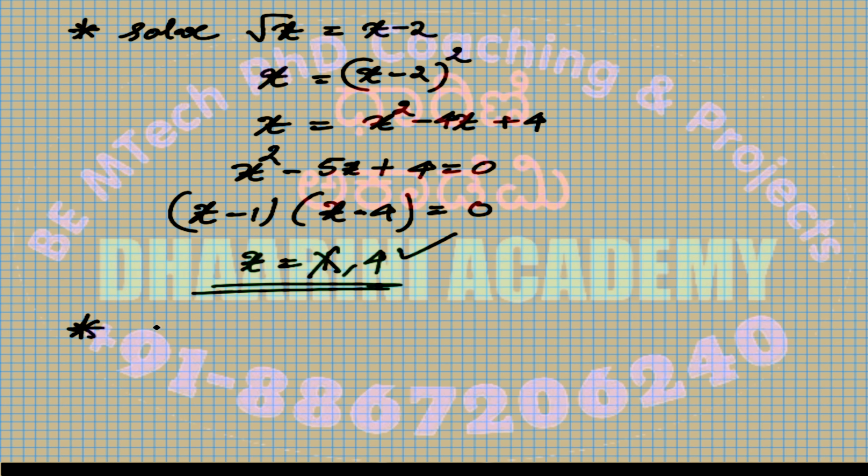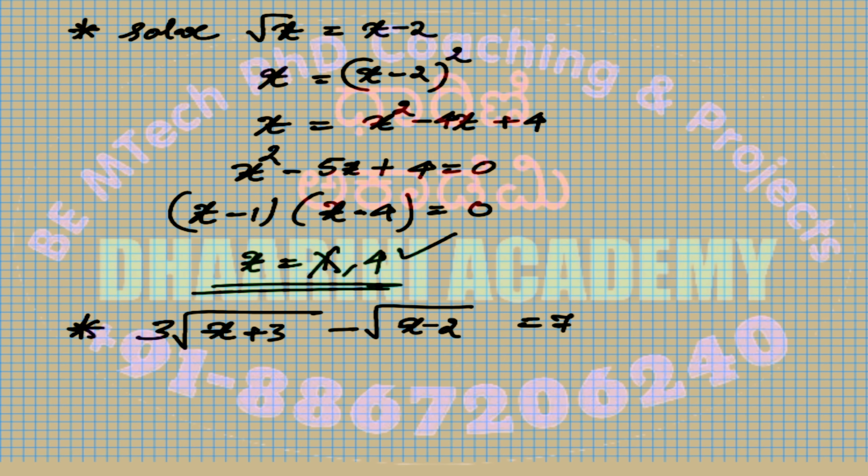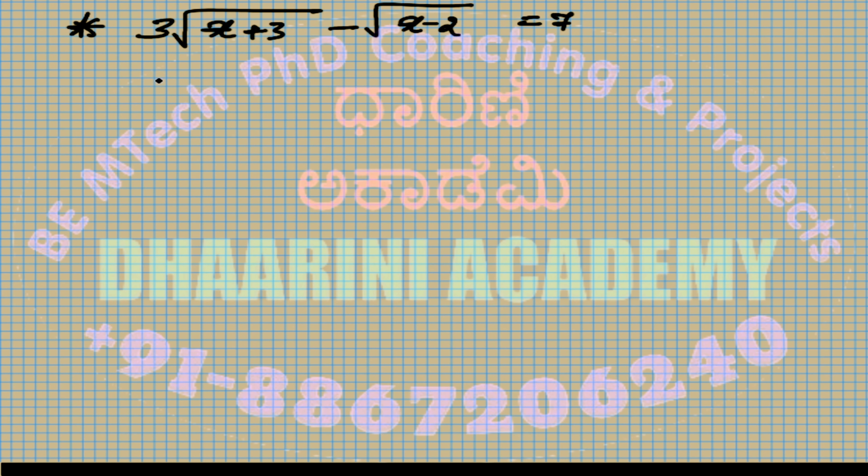Solve 3 times root of x plus 3 minus root of x minus 2 is equal to 7. We move the negative quantity to the other side. So 3 times root of x plus 3 equals to 7 plus root of x minus 2. All right. So let us square both these sides.